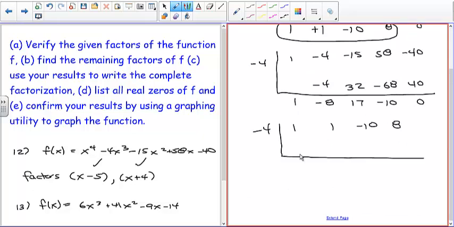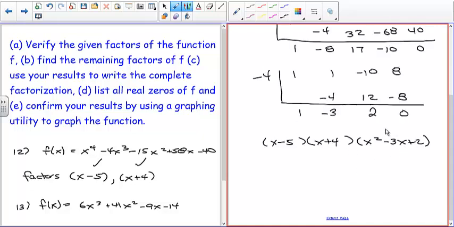Bring the 1 down. Negative 4 times 1 is negative 4. Add these two together, you get negative 3. Negative 4 times negative 3 is positive 12. Add these two together, negative 10 and 12, you get 2. Negative 4 times 2 is negative 8. And you get 0. So the advantage of doing it the second way is what I have left. So in terms of my factoring, I've got x minus 5, so that worked. I've got x plus 4, and I've got these 3 remaining terms, which is x squared minus 3x plus 2.